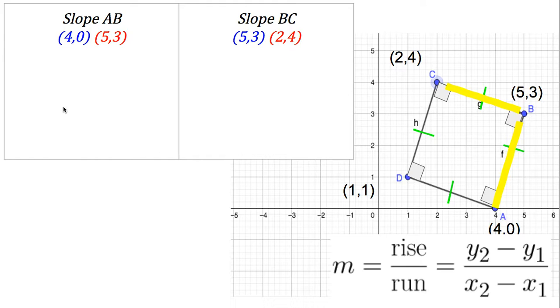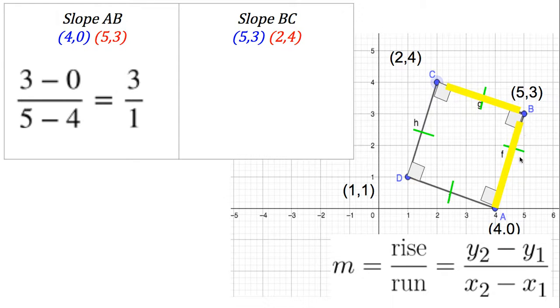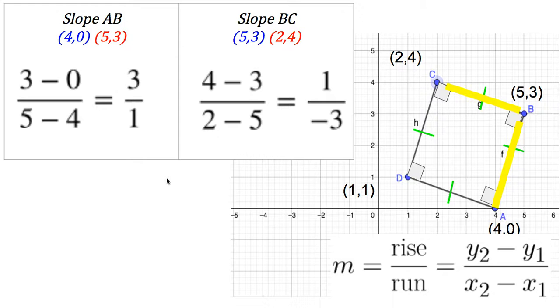First, we'll do AB, rise over run, subtracting the Y's on top, subtracting the X's on the bottom. We get 3 over 1. Think to yourself, what should the slope of BC be if we're looking for perpendicular lines, if we're looking for a 90-degree angle? It should be negative reciprocal, so we'll see a flip and a change of sign. And that's exactly what we get. Our numbers are flipped and we have a change of sign. It was positive and now it's negative.